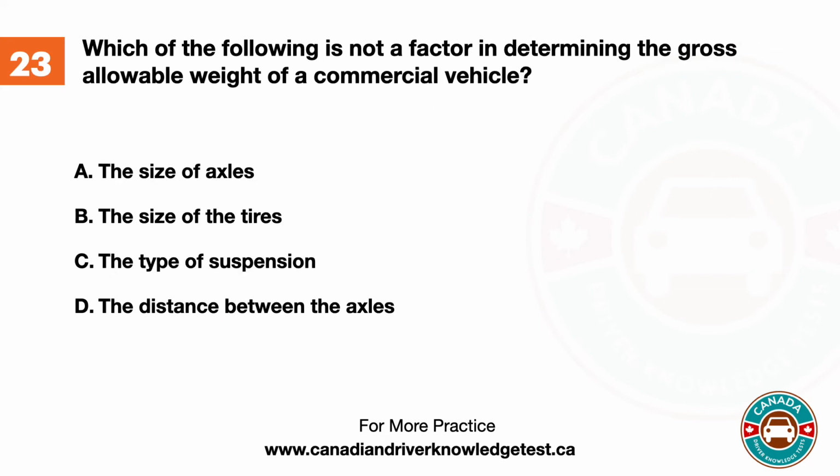Question 23. Which of the following is not a factor in determining the gross allowable weight of a commercial vehicle? A. The size of axles. B. The size of the tires. C. The type of suspension. D. The distance between the axles. The answer is A. The size of axles.